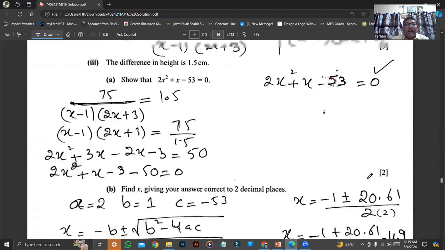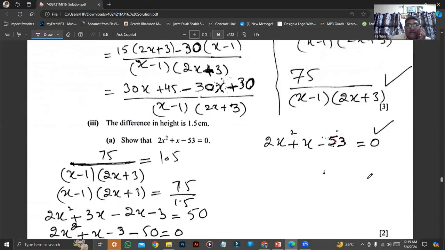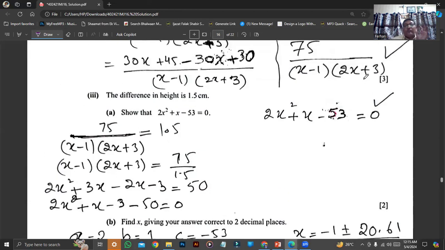Then he says the difference in the height is 1.5. So this is the difference of the height. We will make this expression equal to 1.5, and then we will cross multiply. We have to show that this reduces to this. So you will have 75 divided by x minus 1 into 2x plus 3 equals 1.5. So it will be x minus 1 in one bracket, the other bracket is 2x plus 3, and 75 divided by 1.5. So when you open these two, you will have 2x squared plus 3x minus 2x minus 3 equals, when you divide 75 by 1.5, this becomes 50. So you will have 2x squared plus x minus 3 minus 50 equals 0. So that will be 2x squared plus x minus 53 equals 0. So this was a question to show, so no need of the marking scheme.